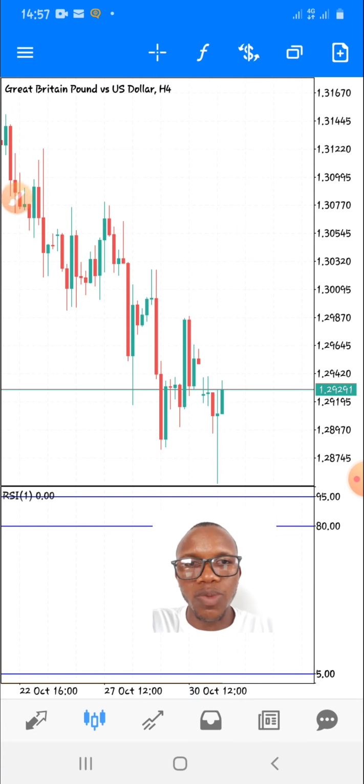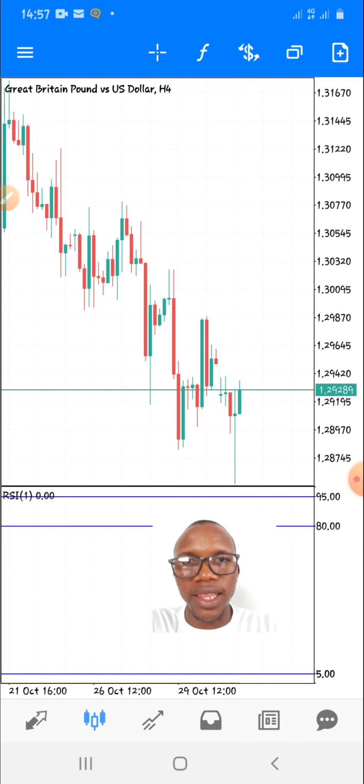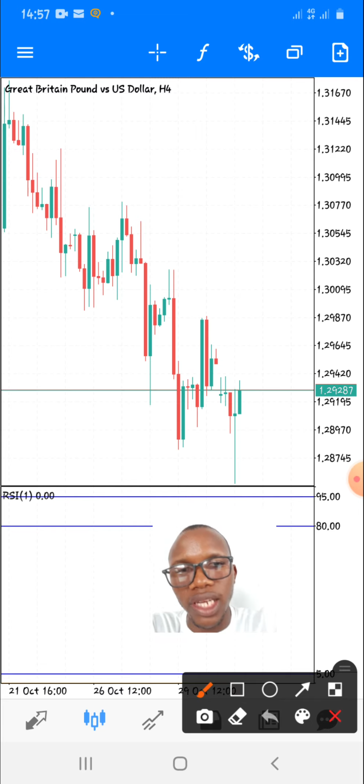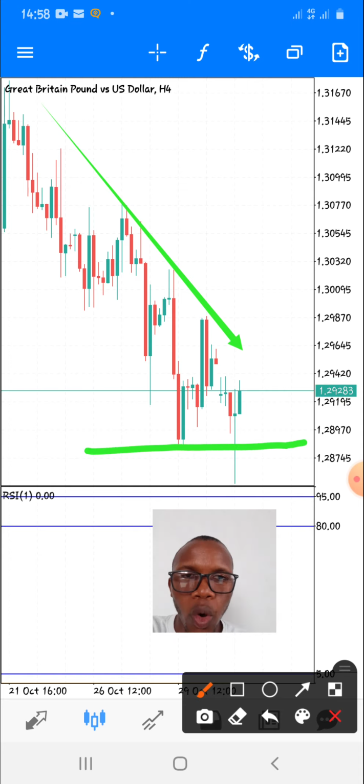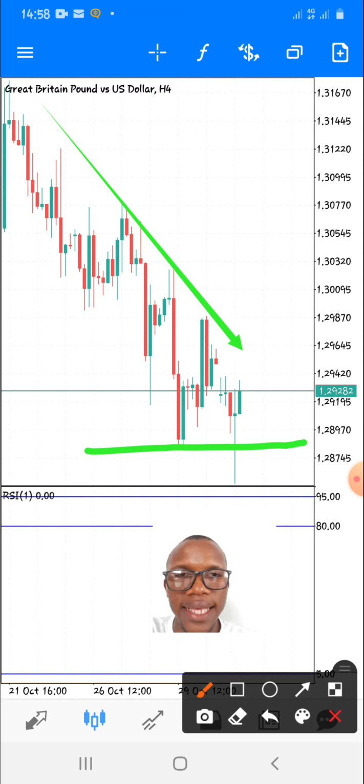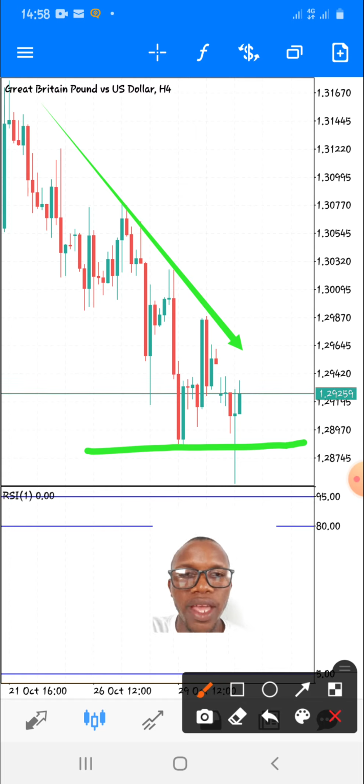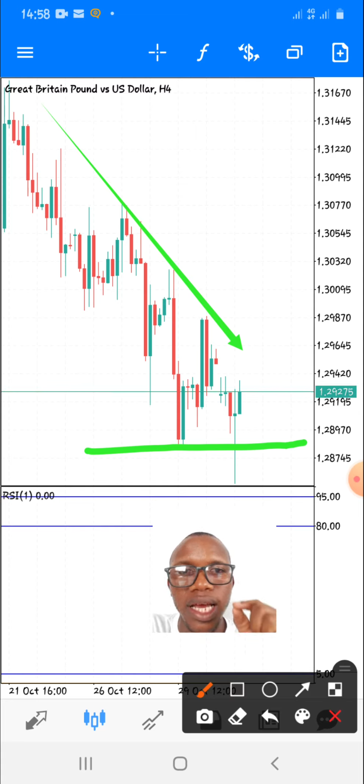Now the trend has been going down. This is the current market price. So the trend has been going all the way down. You see, at this area it's a support level where the price has tested this level, and now the price is striving to go a little bit higher. The price has been long today. On the short time frame, the price has been going long, but the trend is a downtrend.